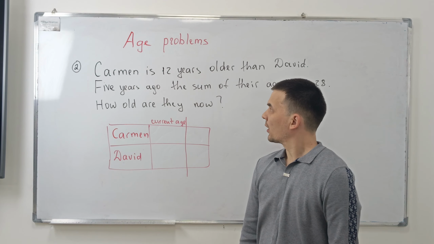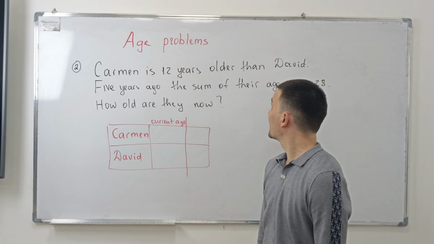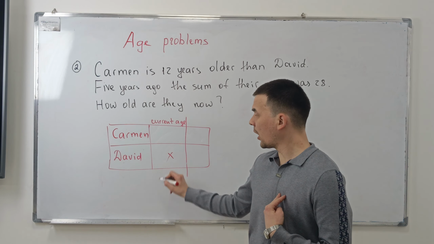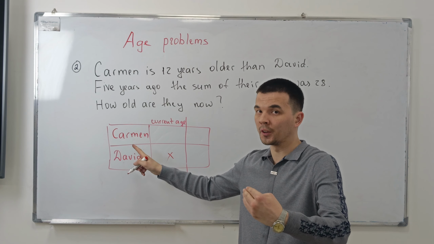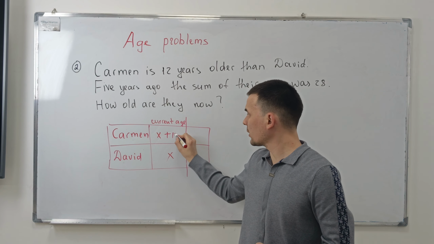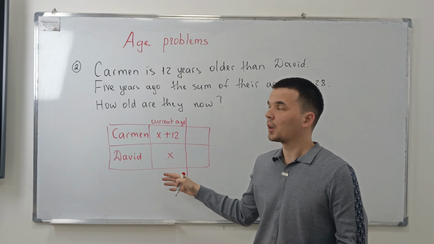So next question. Carmen is 12 years older than David. So I don't know how old David is. However, Carmen is 12 years older. So we have to add 12 to the unknown.